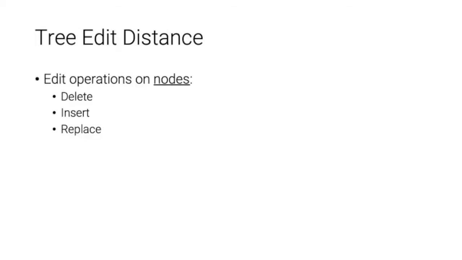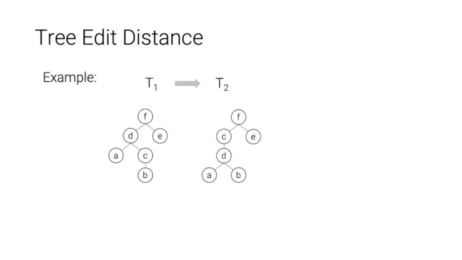Let's continue with the tree added distance. First of all, the operations are the same as on strings, only that they are executed on nodes. So we've got the deletion, insertion and replacement of a node. Let's take a look at an example. We want to compare tree 1 with tree 2. The distance between them is the number of added operations we need to transform tree 1 into tree 2.